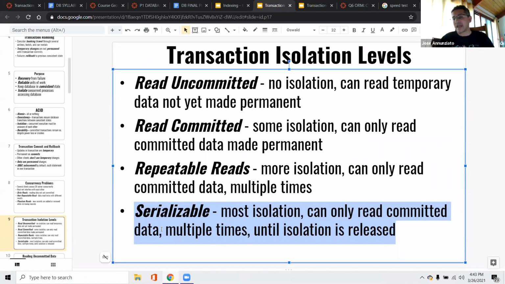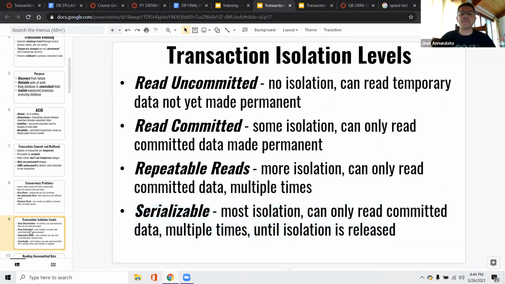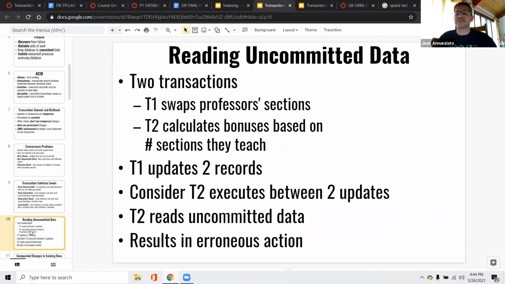So again, there's no solution. There's only compromises, right? It depends: certain tables you want read committed, certain tables you want read uncommitted, some you want serializable. It depends, and you have to make those decisions case by case, right? So here's an example of each one of these problems, and how might they occur?